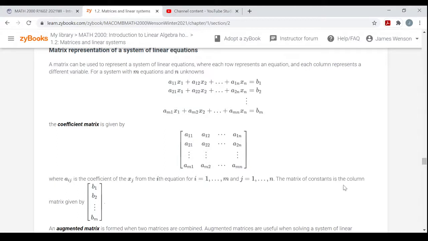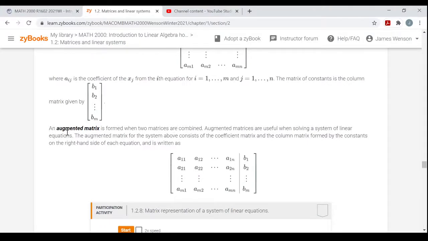The matrix of constants. You can make a matrix with a column matrix, right? With one column of just the constants, b1 through bm, on the other side. That's called the constant matrix, the matrix of constants. An augmented matrix is formed when two matrices are combined, and usually a little bar will be written to show the separation between the matrices when they're combined. And you'll see in later sections, augmented matrices are useful when solving a system of linear equations.